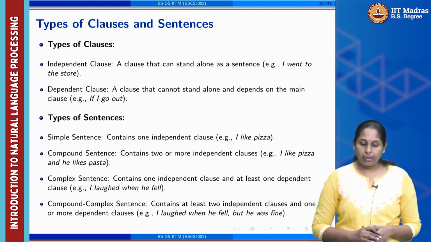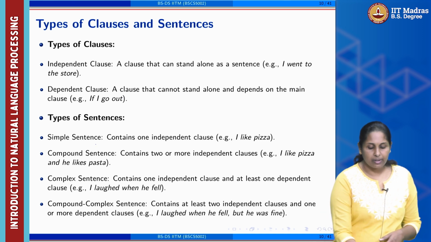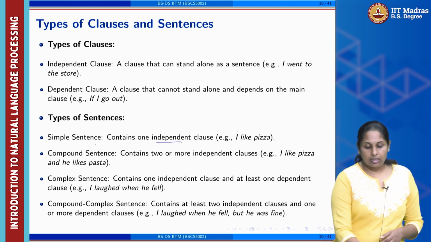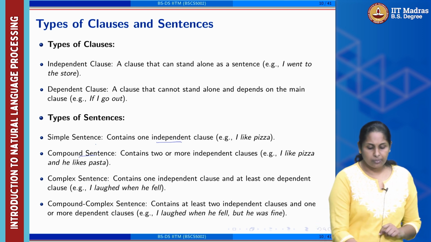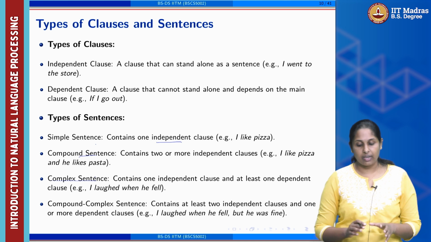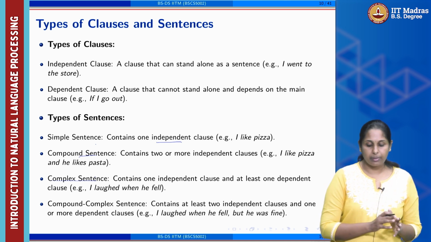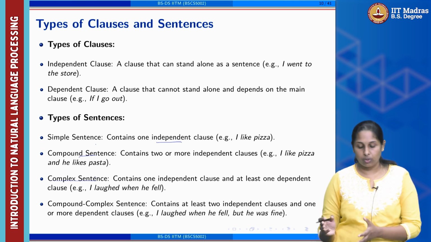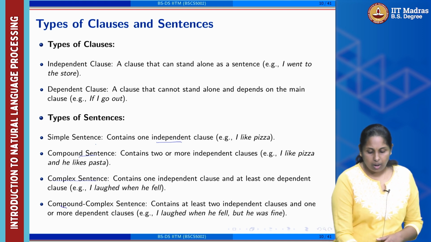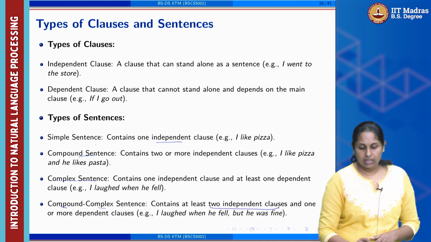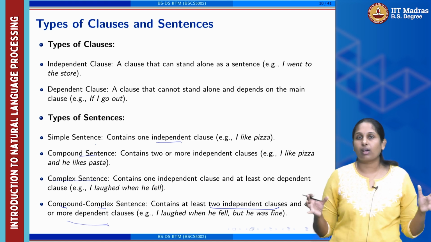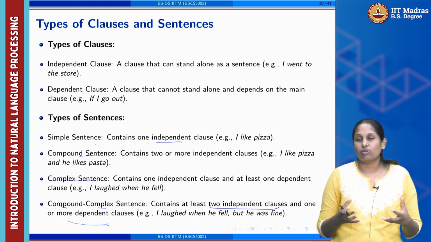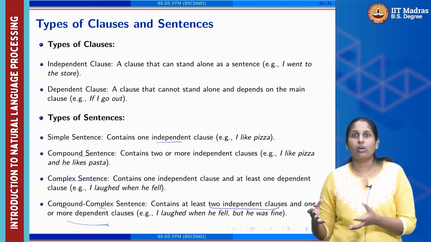So there are different types of sentences. Some sentences are simple where there is only one independent clause. Some sentences are compound where two or more independent clauses are combined together, and some sentences are complex where we have at least one independent clause followed by one or more dependent clauses, and compound-complex where we have two independent clauses and one or more dependent clauses. So similarly, different kinds of clauses can be put together to make our sentences in languages range from very simple to more complex in nature.